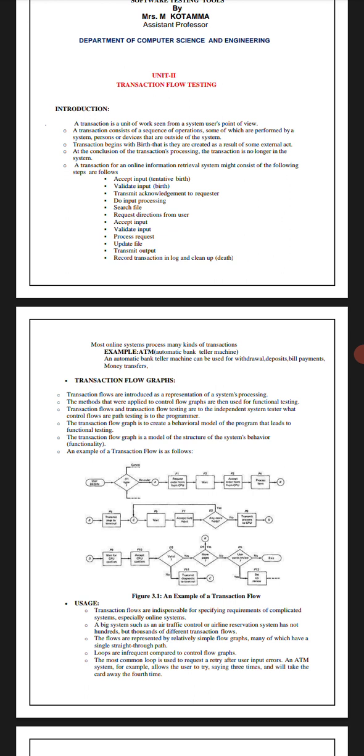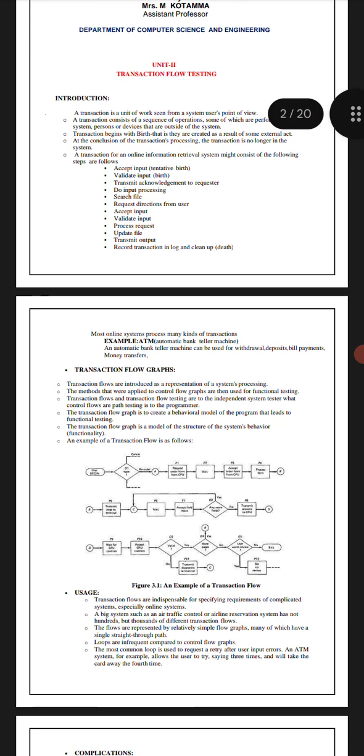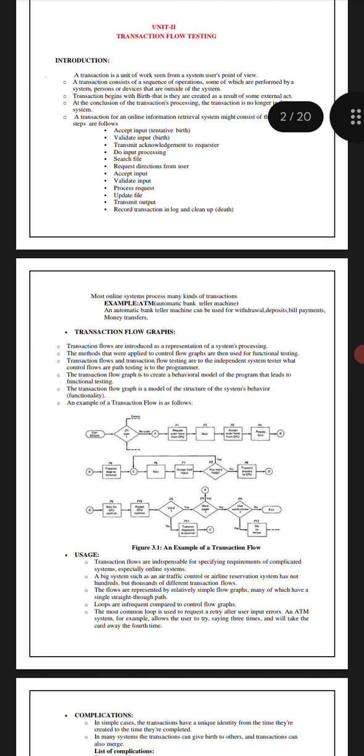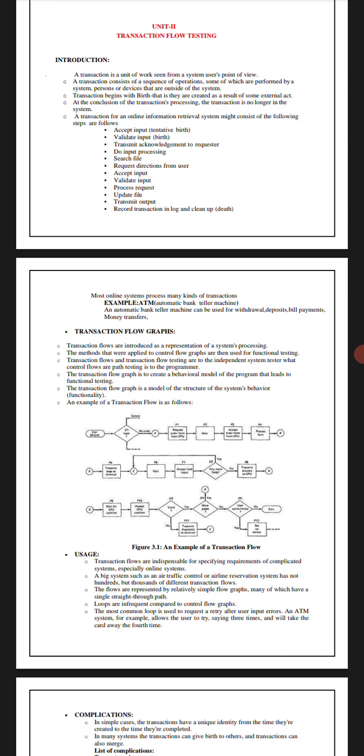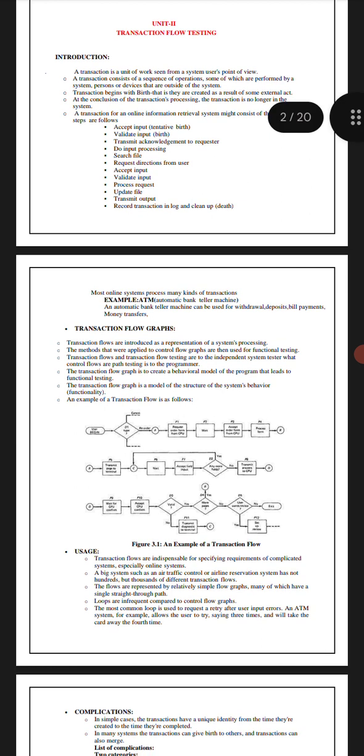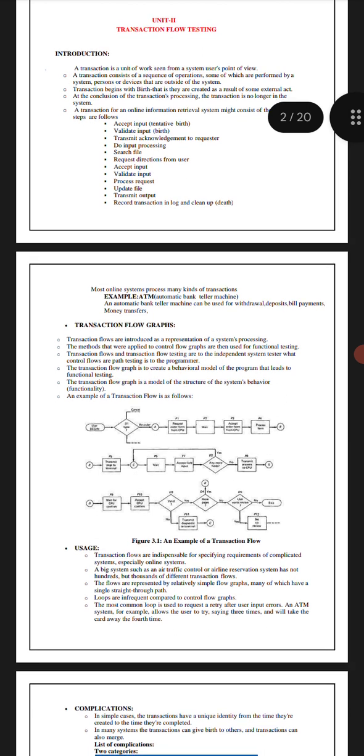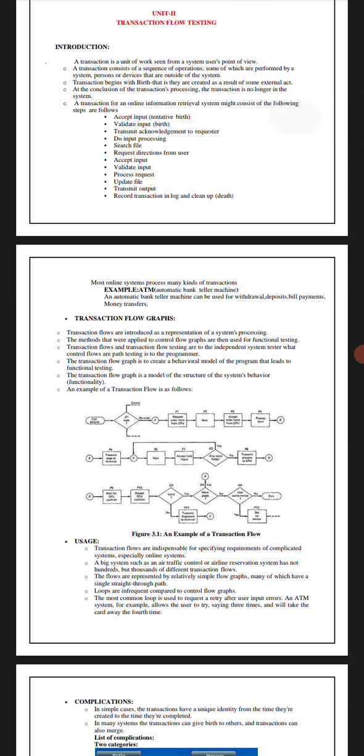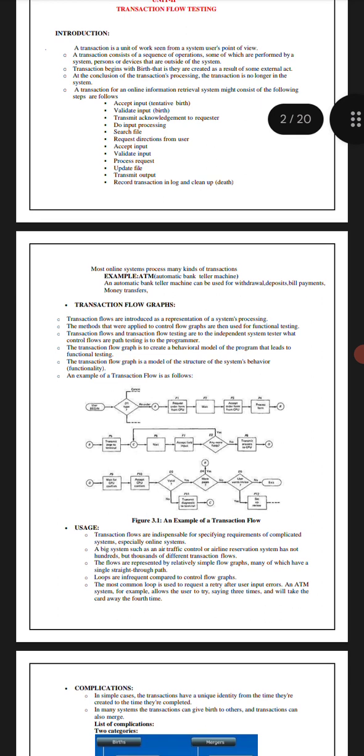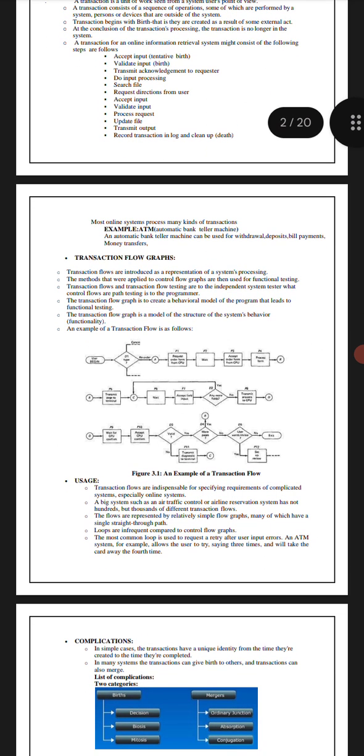A transaction for an online information retrieval system might consist of the following steps: accept input, tentative birth, validate input, transmit acknowledgement to requester, do input processing, search file, request directions from user, accept input, validate input, request processing, update file, transmit output, record transaction in log and cleanup.